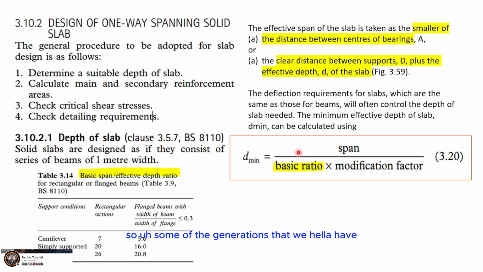Okay, some considerations in the design of a one-way slab: we compute the minimum effective depth, which is d, equal to the span over the basic ratio. The basic ratio depends on the type of your support. If you have a cantilever, you have 7, simply supported is 20, and continuous is 26. The modification factor I'm going to present later, but at the first stage of your design procedure, you can just assume a value close to what you are going to calculate later, say 1.4 or 1.39.